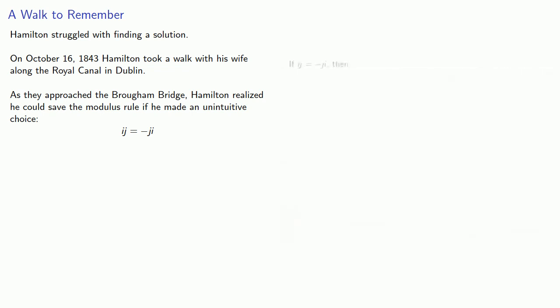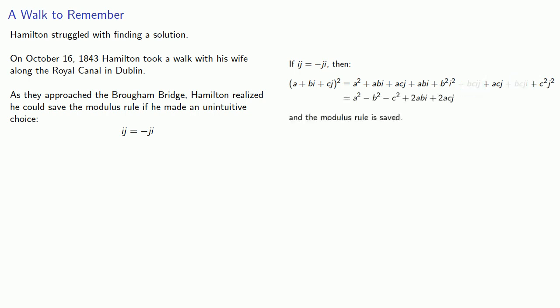In that case, if ij was negative ji, then when we expanded a plus bi plus cj squared, the bcij and the bcji terms would cancel, our last term would drop out, and the modulus rule would be saved. Hamilton was so impressed with his discovery that he carved the fundamental rule of multiplication into the Broom Bridge.